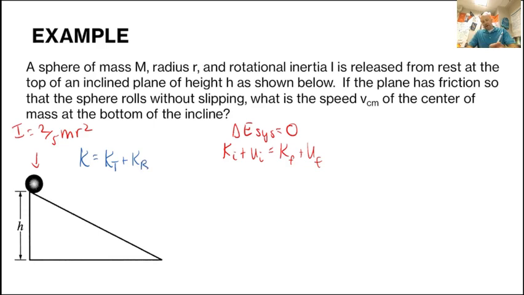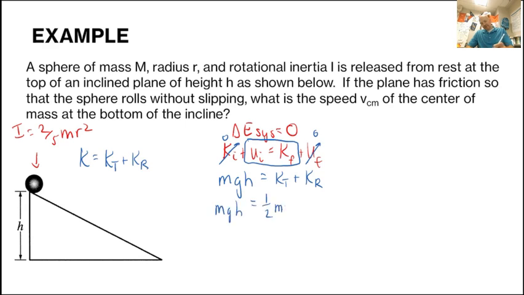At the bottom of the incline, 0 initial kinetic energy, since it hasn't started moving yet linearly or rotationally. So we get our typical U sub i is equal to K sub f. U sub i is mgh. K sub f is going to be K translational plus K rotational. So we end up with mgh equals 1/2 mv squared plus 1/2 I omega squared. And because it says without slipping, v equals r omega, where omega is v divided by r. So we just plug all this information in and solve.